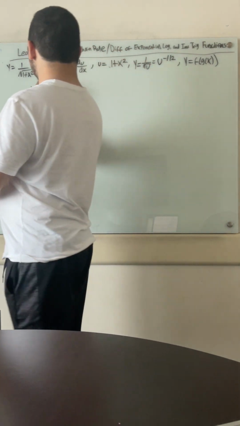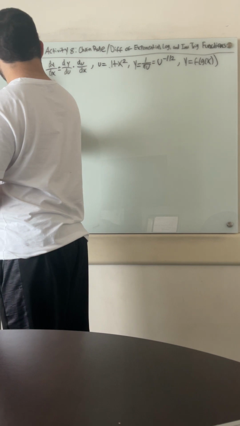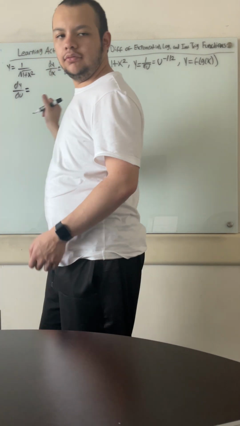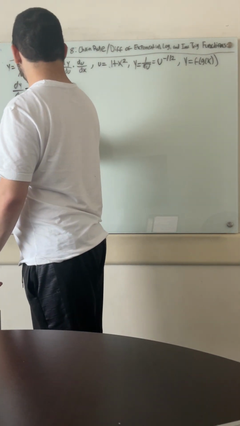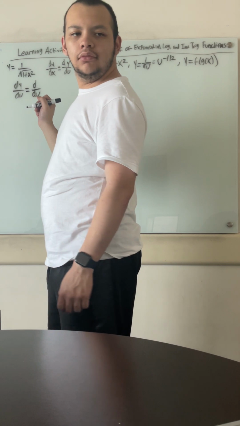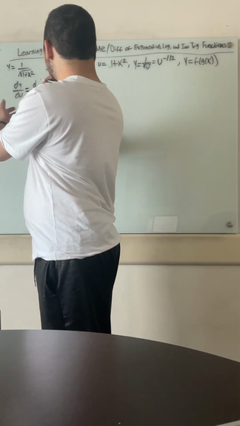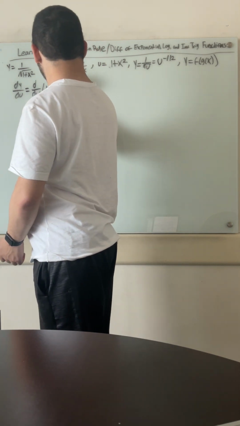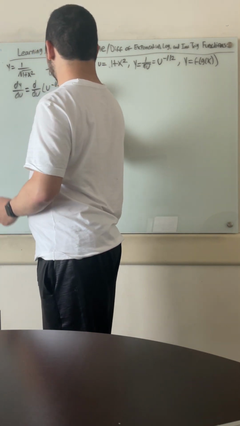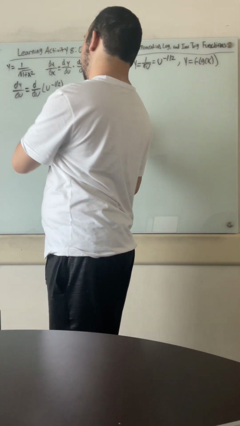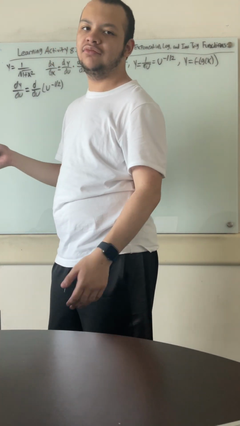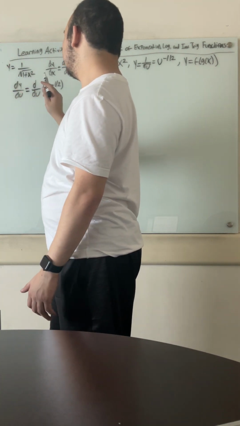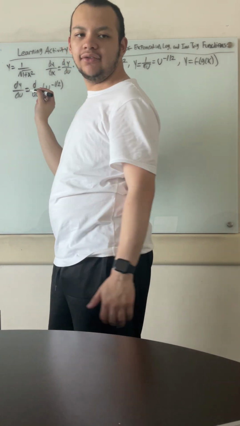So to do this, we have dy/du equals d/du, and we're going to substitute the y for u to the negative 1/2. If I said u, well, we're substituting y because it's dy/du. So in place of y, we have u to the negative 1/2.